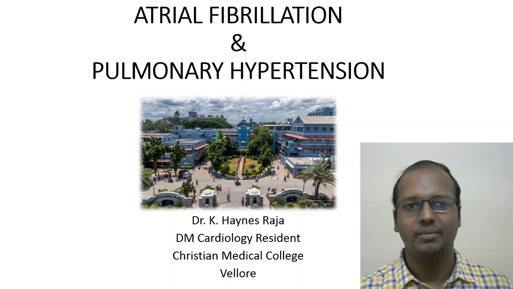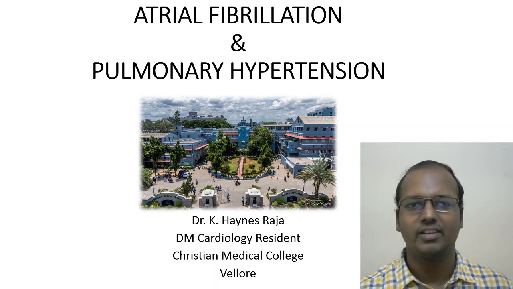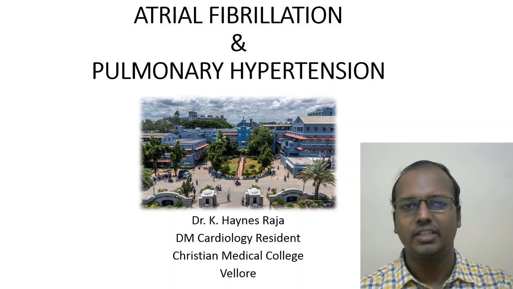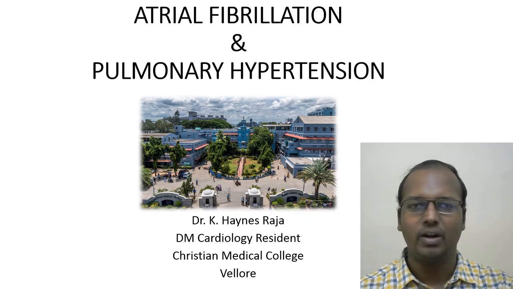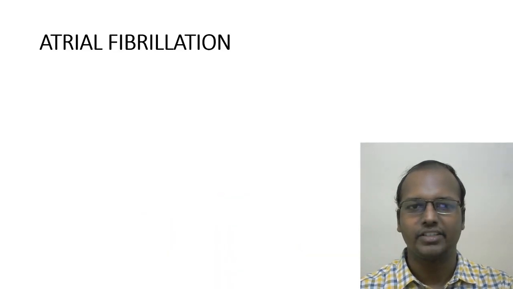This involves two topics. Both are small topics. Both are complications of rheumatic heart disease: one is atrial fibrillation and the other is pulmonary hypertension. Both are short topics. We should know certain basic ideas about what exactly is happening and how exactly we need to treat these complications. So what is atrial fibrillation?